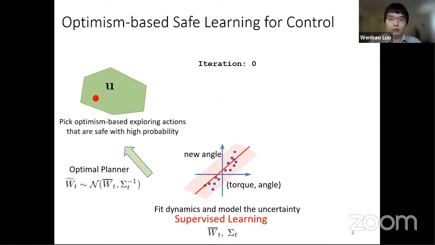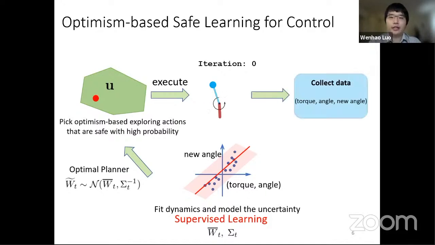And with that, we are able to utilize an off-the-shelf optimal planner that first of all samples a candidate dynamics from your current knowledge, and then feeds into a control framework using control barrier function so that we could generate some optimism-based exploring actions that are safe with high probability. And by feeding this into the pendulum, we're able to see it will start collecting data and then start improving performance. And after closing the gap, we are able to keep running.